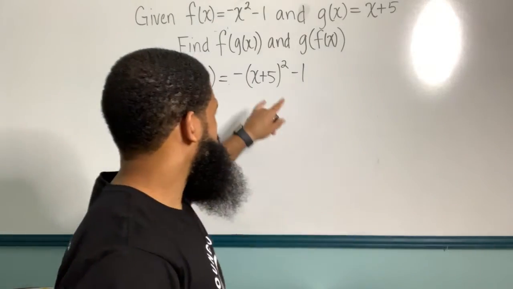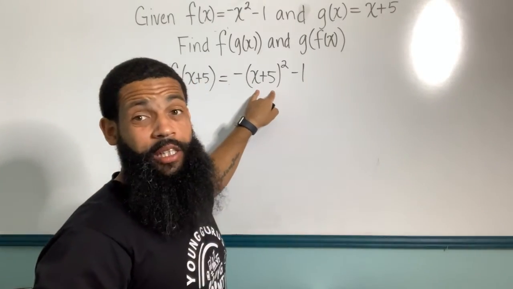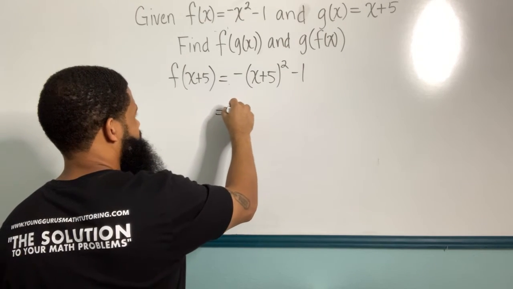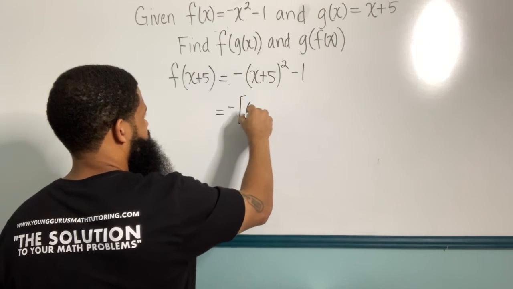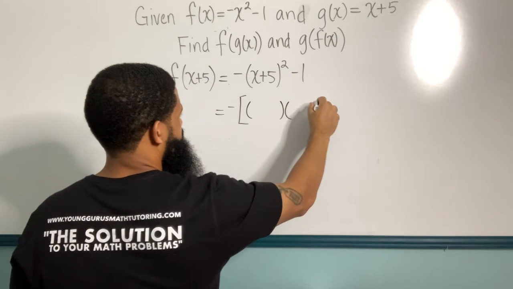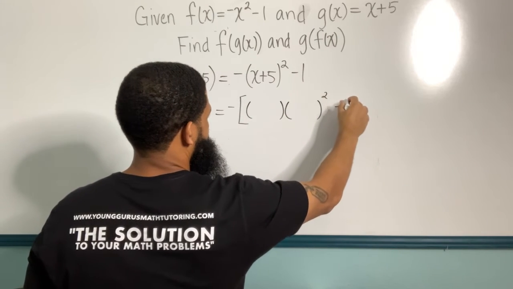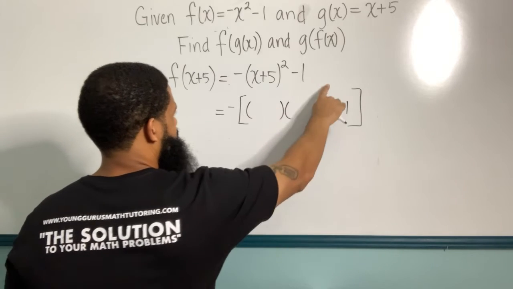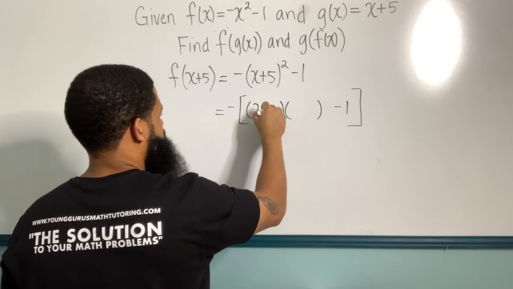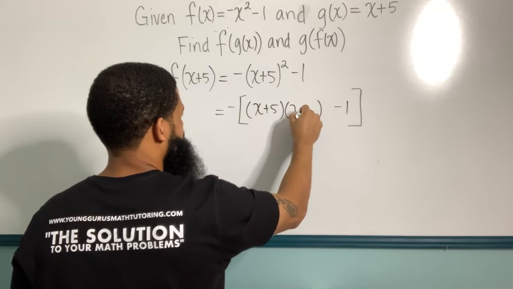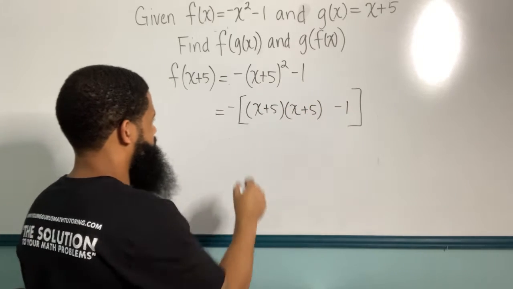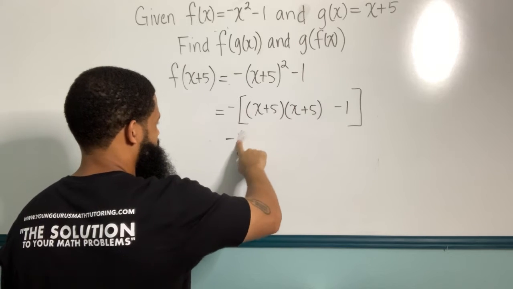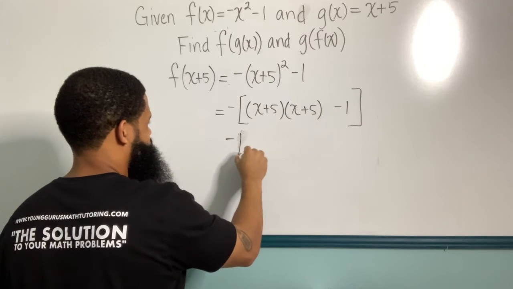All right, so what I'm going to do first is I'm going to multiply x plus 5 times x plus 5. And I'm going to use some brackets. Okay, so, and then I'm going to take that minus 1, right? Let me take away that squared. So x plus 5 times x plus 5, all right? So keep my negative sign out there, and let's make my brackets a little neater.